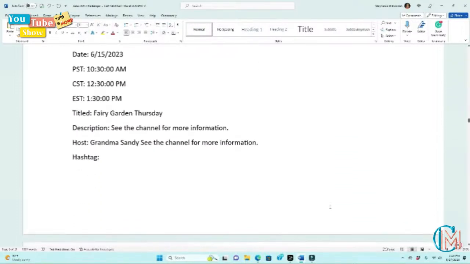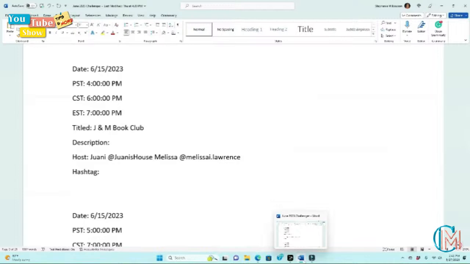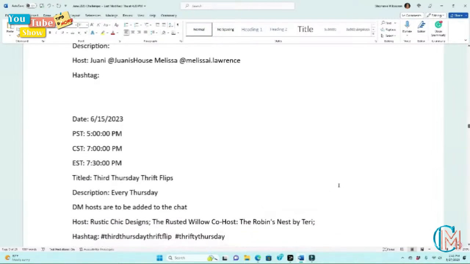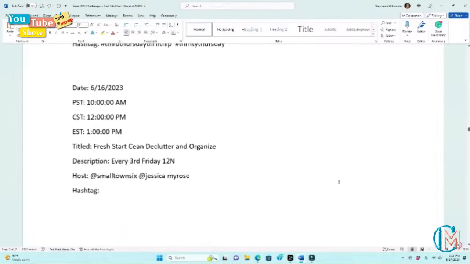On the 15th, we have Fairy Garden Thursday, hosted by Grandma Sandy. On the 15th, we have J&M Book Club, hosted by Wani at Wani's House and Melissa Lawrence. On the 15th, we have Third Thursday Thrift Flips, hosted by Rusted Chick Design, the Rusted Willow, and they will have a co-host.